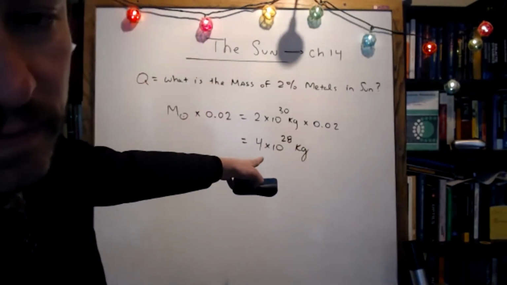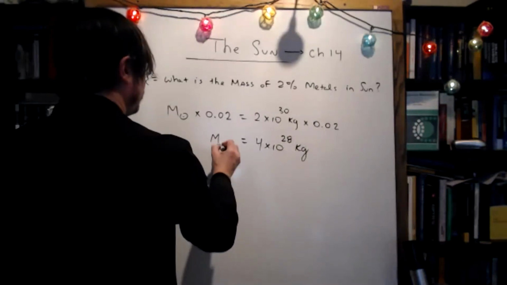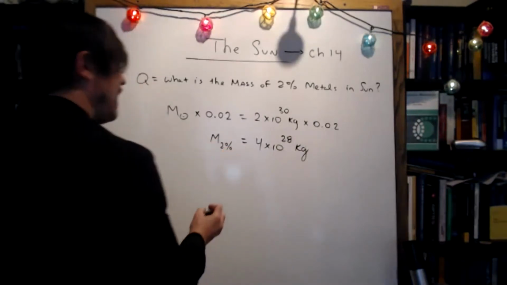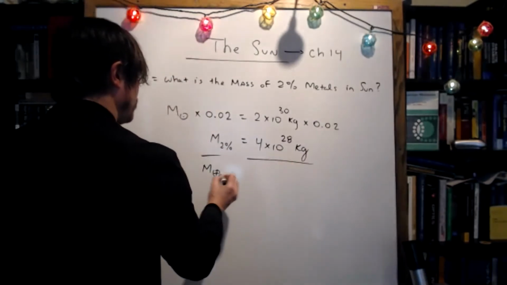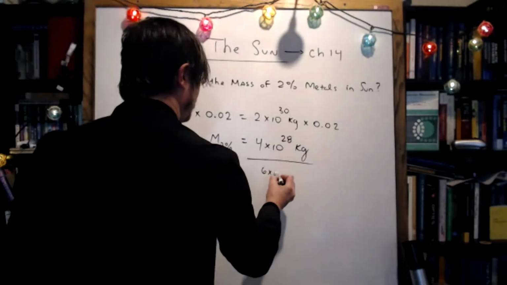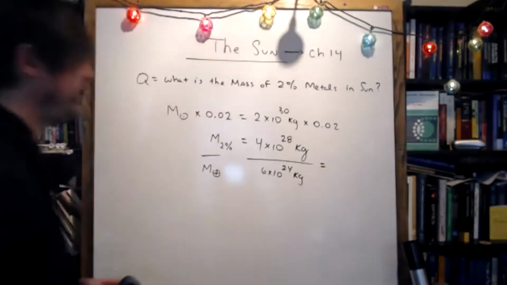And then you check the process. This is the mass of the 2% metals. How does that compare to the mass of Earth? The mass of Earth is 6 times 10 to the 24 kilograms. What's the ratio?